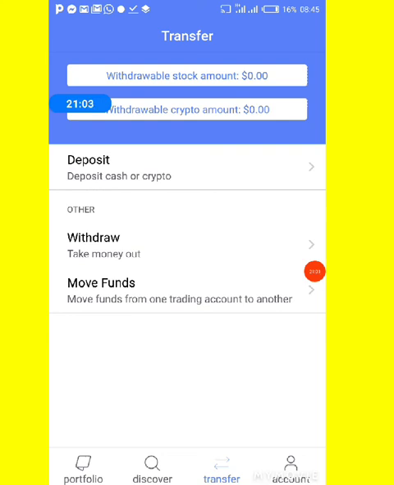Now under transfer we have deposit. For those who have watched my previous video, I talked about deposit and withdrawal. So please, if you haven't, go back to the last video I did, and you will understand deposit and also withdraw. Now I want to talk about move funds, because I did not do anything about move funds. So I'm clicking on move funds.